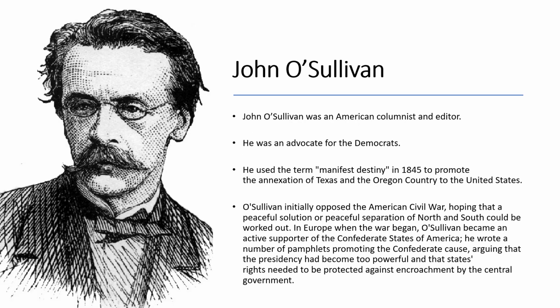The next few individuals are relevant to westward expansion and in particular the Mexican War. We're going to start with John O'Sullivan because he coined the term Manifest Destiny in 1845, and you could quite easily get part of that document that he wrote where he uses the term Manifest Destiny in the exam. He's an American columnist, he's an advocate for the Democrats, and interestingly, when it gets to the Civil War, he will essentially become an active supporter of the Confederacy and write a number of pamphlets supporting the Confederate cause. So he could also appear in a source a lot later down the line. So it's just good to know where he fits into that story.